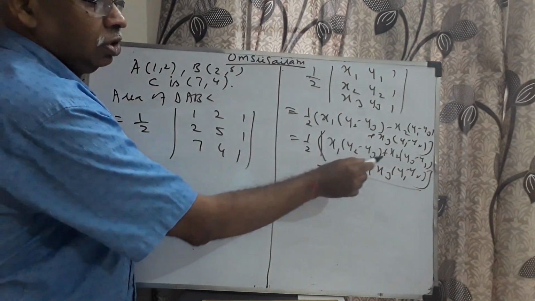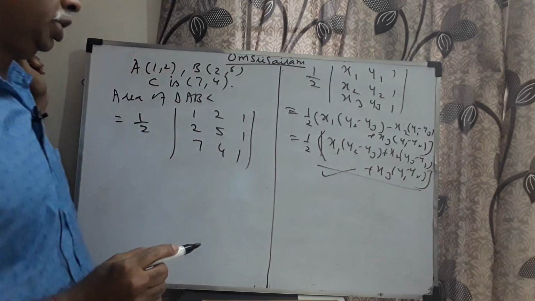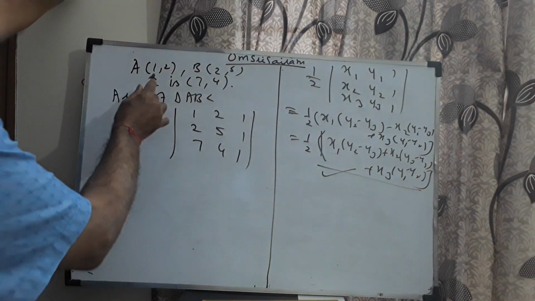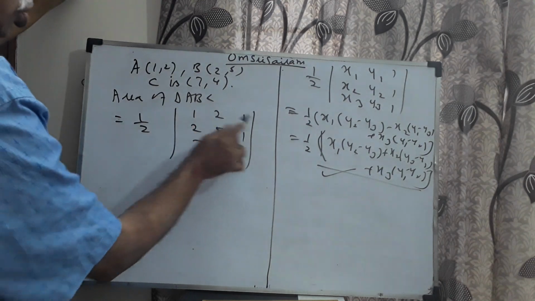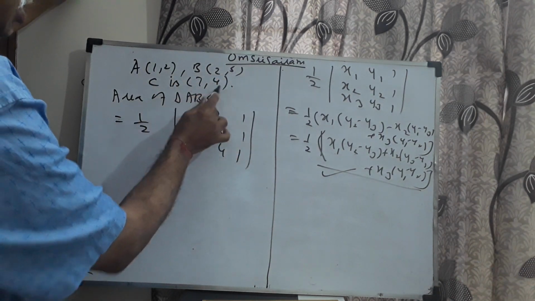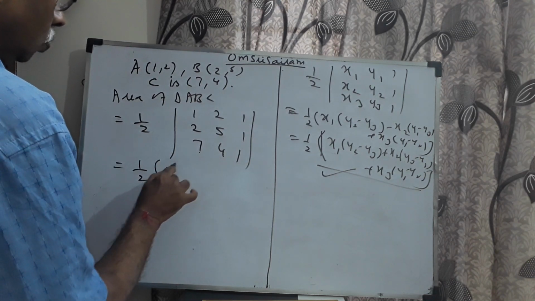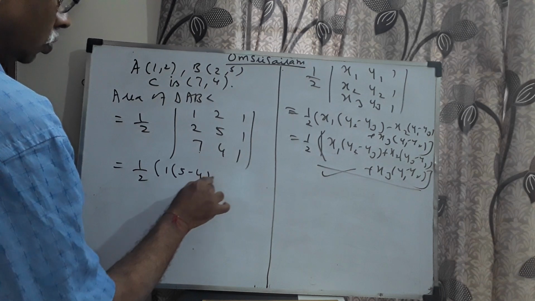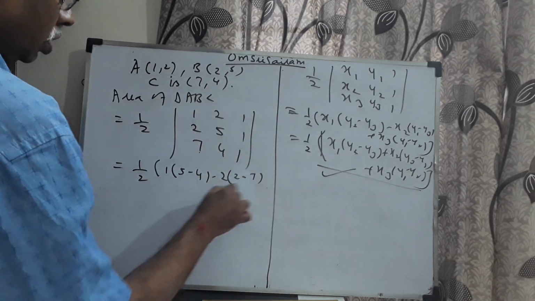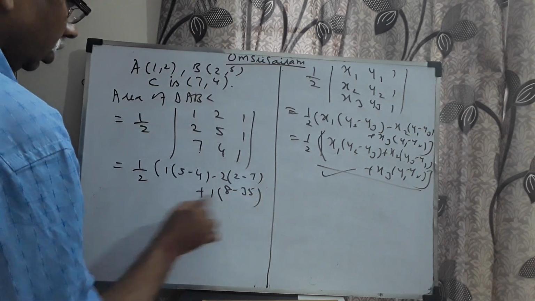The suffixes are in the cyclic order 1, 2, 3, 2, 3, 1, 3, 1, 2. It's easy to remember. Therefore, instead of x1, y1, I have 1, 2, 1. Second row x2, y2: 2, 5, 1. And x3, y3: 7, 4, 1. Let me expand here: 1 into 5 minus 4, minus 2 into 2 minus 7, plus 1 into 8 minus 35.